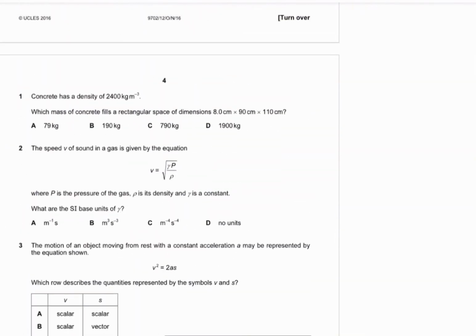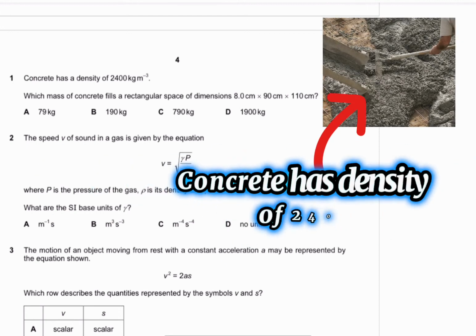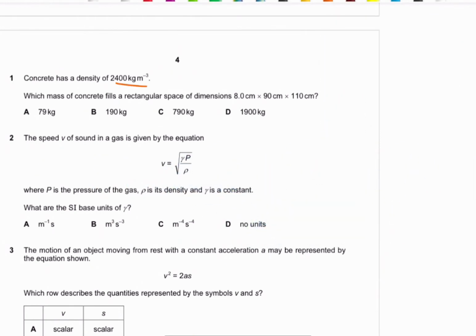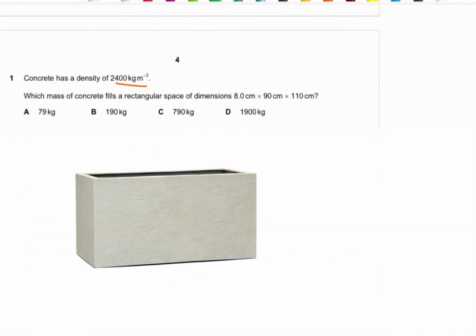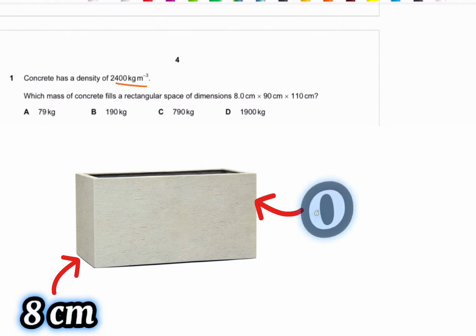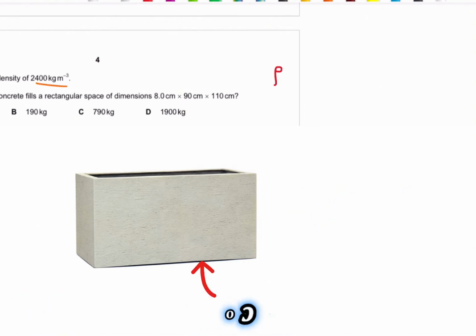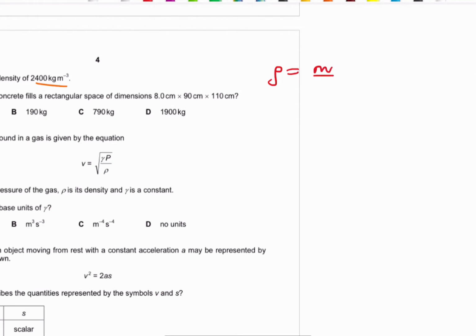Okay, so let's begin. Let's start with question 1. We're given concrete with a density of 2,400, right? So we've been asked which mass of concrete fills a space of dimensions 8 by 90 by 110 centimeters. Okay, so basically we know that density is mass divided by volume.